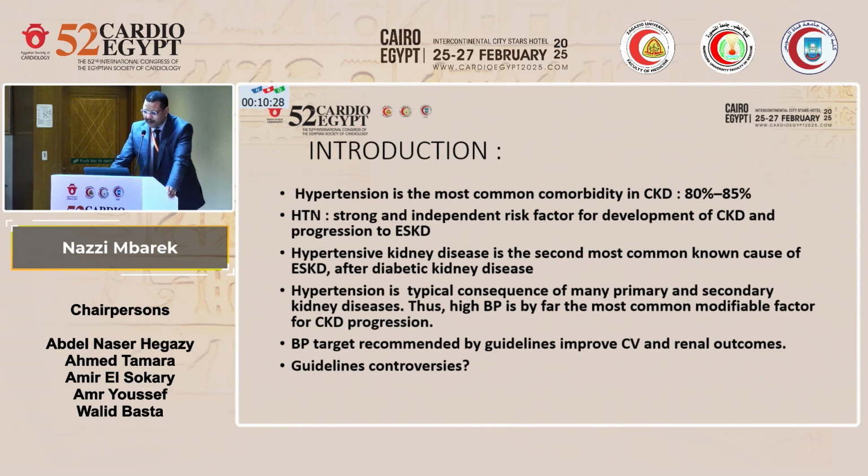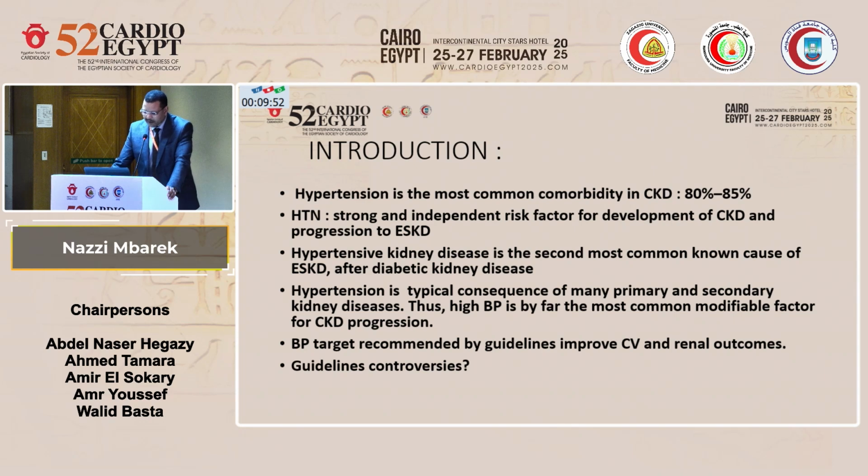It's a strong and independent risk factor for development of chronic kidney disease and progression to end-stage renal failure. Hypertensive kidney disease is the second most common after diabetic nephropathy. So we have to tackle this hypertension in order to avoid cardiovascular events and reduce cardiovascular risk. Hypertension is a typical consequence of many primary and secondary kidney diseases. Thus, high blood pressure is by far the most common modifiable factor for chronic kidney disease.